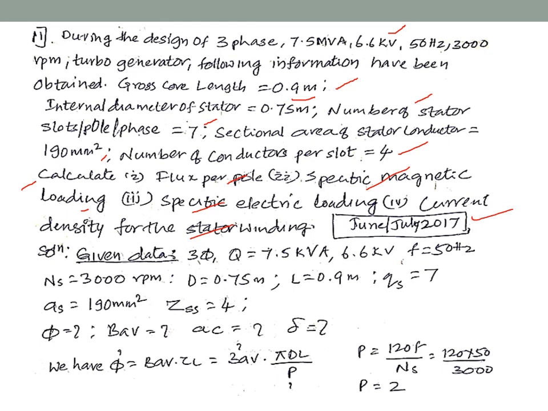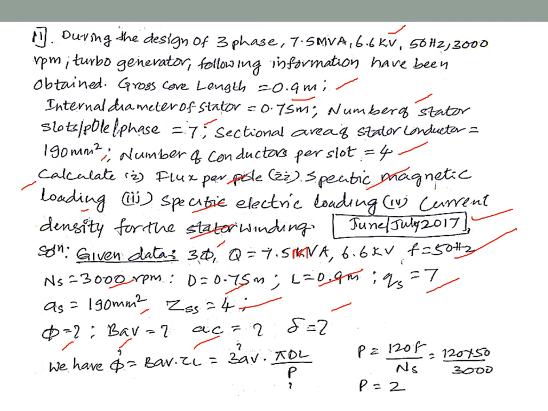Okay, data. So this is MVA, 7.5 MVA, 6.6 kV, this is 3000 RPM. D is equal to this. L, QS, ES is equal to this. ZS is equal to this. Pi we have to calculate. B average we have to calculate. AC we have to calculate. Delta we have to calculate.